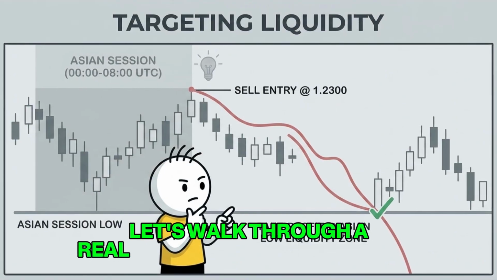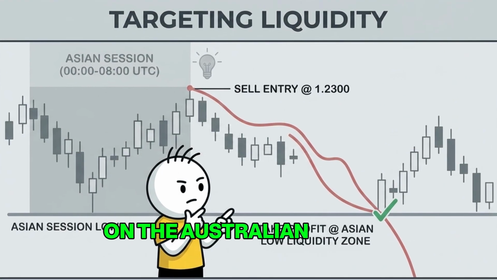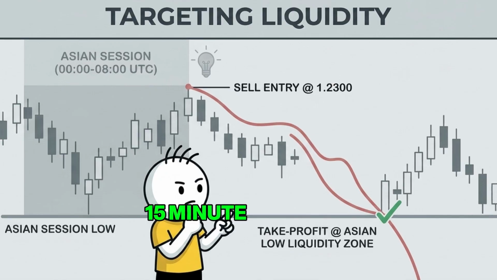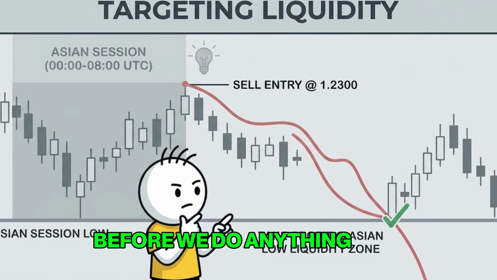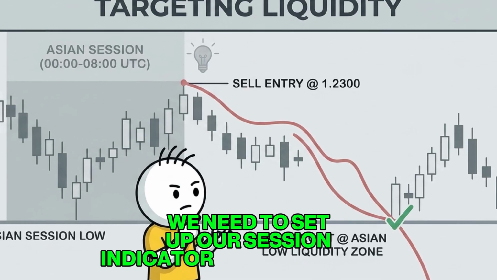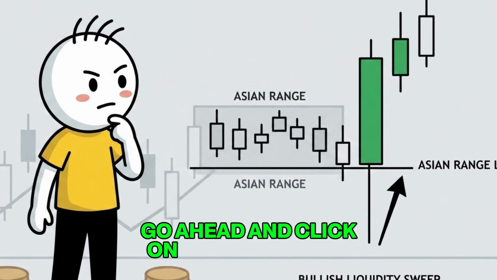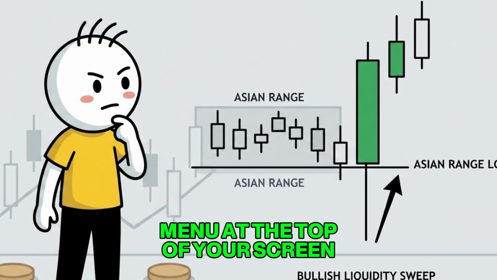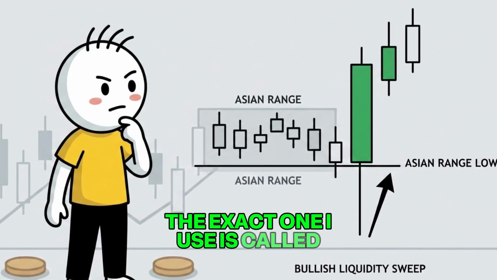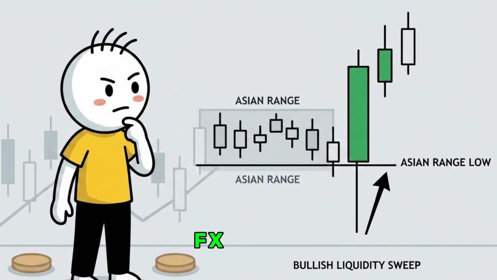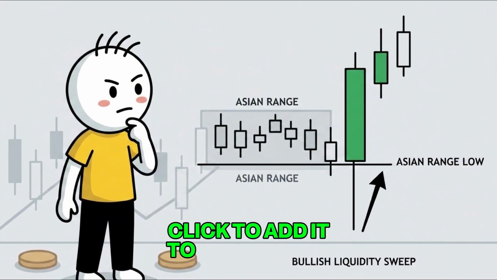Let's walk through a real-world example together on the Australian dollar Canadian dollar 15-minute chart so you can see exactly how I do this. Before we do anything else, we need to set up our session indicator on TradingView. Go ahead and click on the Indicators menu at the top of your screen and type Sessions into the search bar. The exact one I use is called Sessions by JRFX Addict. Click to add it to your chart.